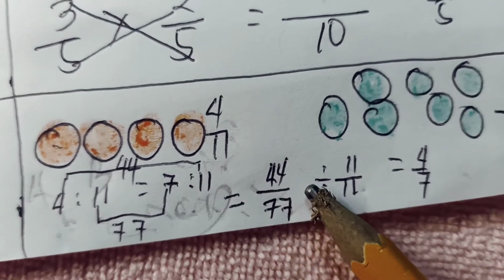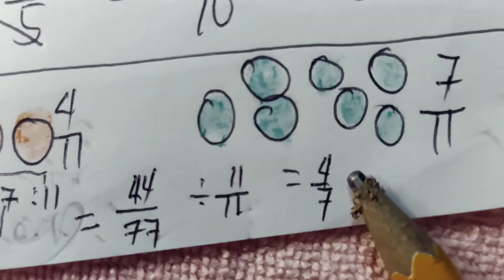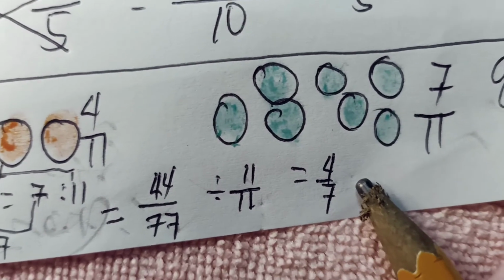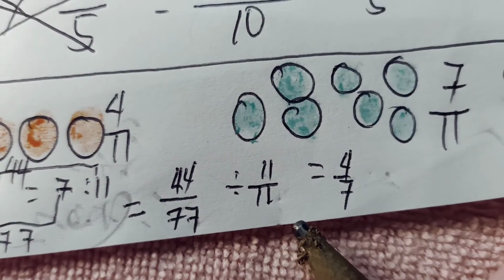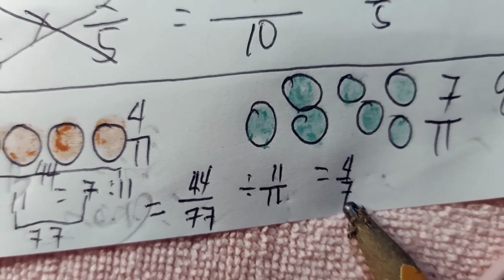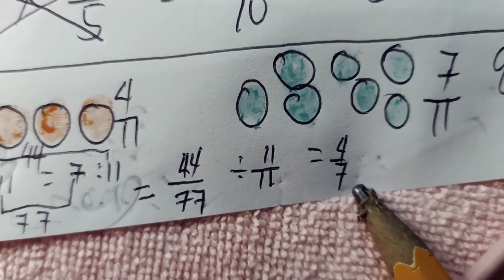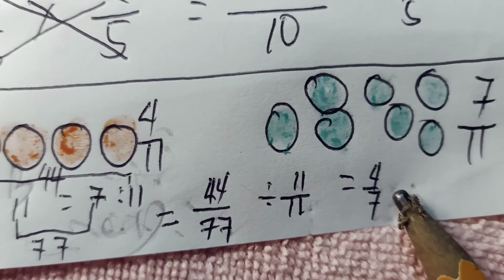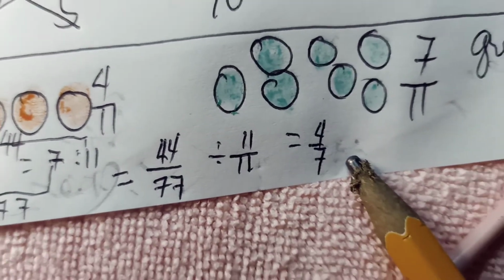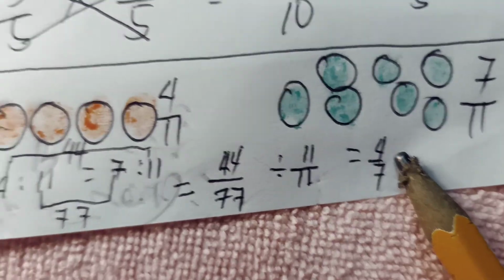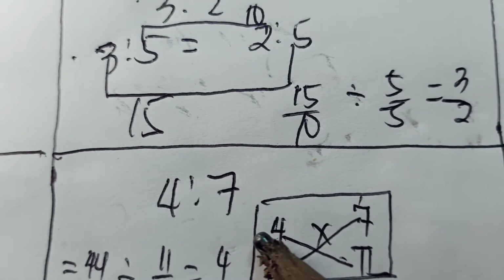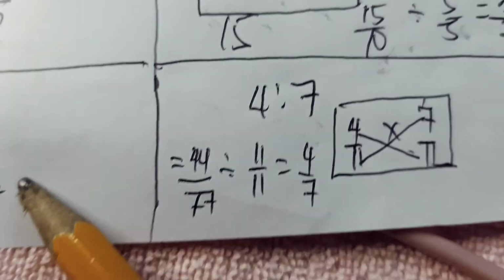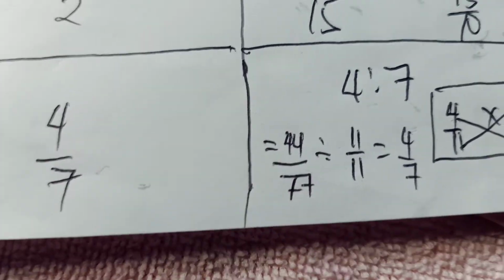44 divided by 11 is 4, our numerator, the antecedent. And 77 divided by 11 is 7. Can we change 4 over 7 to a ratio? Because this is a fraction, yes or no? Yes, we can change this by writing first the numerator, 4, and the denominator is 7. Change again to fraction, 4 over 7. Easy, right?